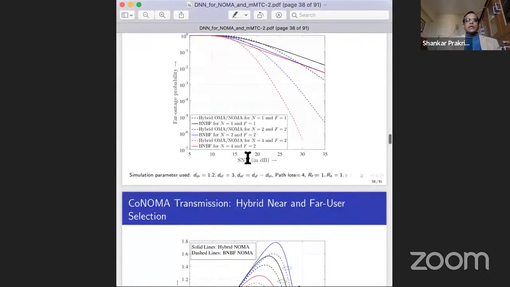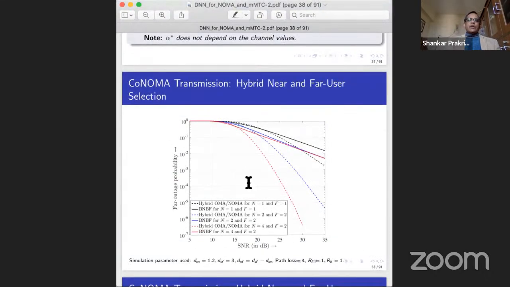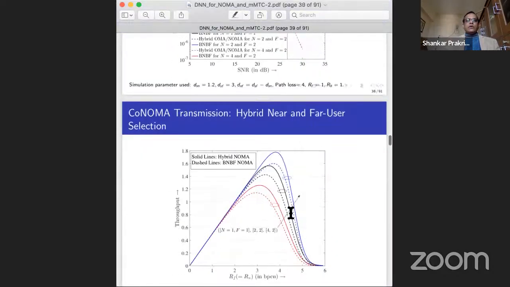I will skip these details. So as you can see, this is the outage, if you're interested. A traditional scheme gives lower diversity. The scheme that we have suggested gives a diversity of n plus f at the far user, which is an enormous amount of improvement in outage for the distant user, which is a massive advantage, right?